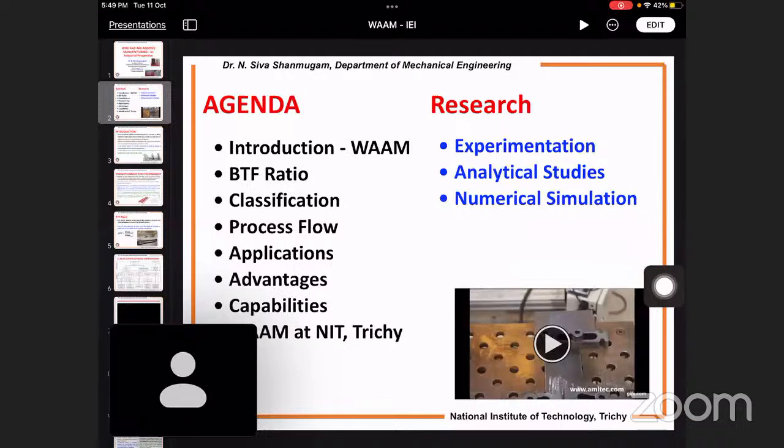So when you go for analytical studies, what is that? You can play with the boundary conditions. You can play with the governing equations of that problem. What are all the inputs that you want to incorporate into those equations? You can incorporate them and find out the output response of the system, any process, any system.